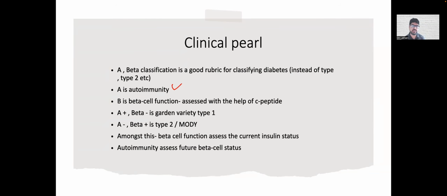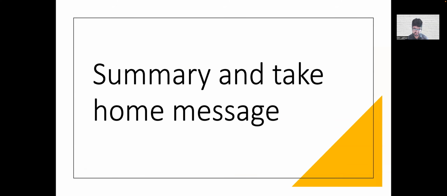And a clinical pearl here is that of these two, the beta cell function assesses the current status of the endogenous insulin production, whereas autoimmunity assesses the future beta cell status. So this is something which can be helpful. If the patient is autoimmunity negative, perhaps it could mean that there is no further progression of the beta cell deterioration, whereas the C-peptide value tells you the current status of the patient's clinical picture.